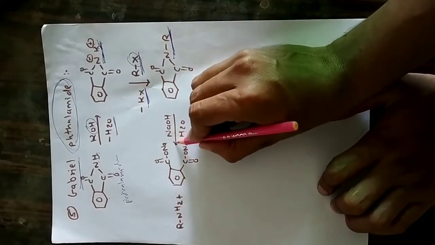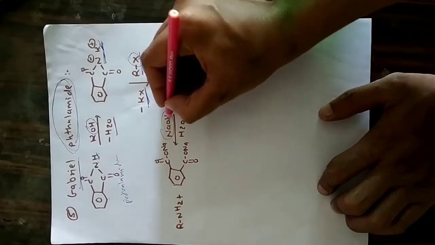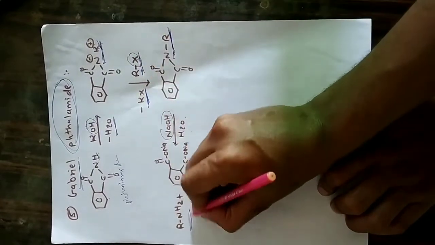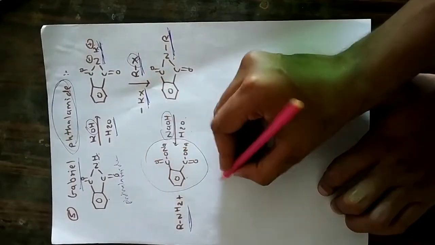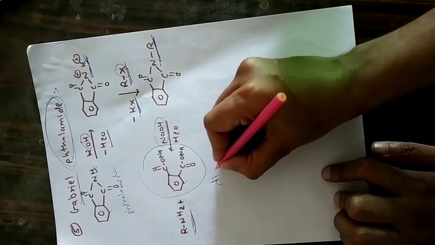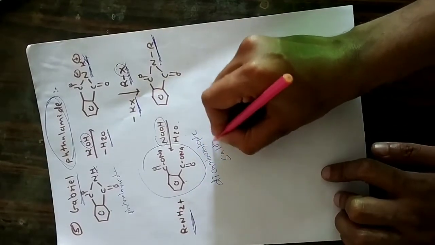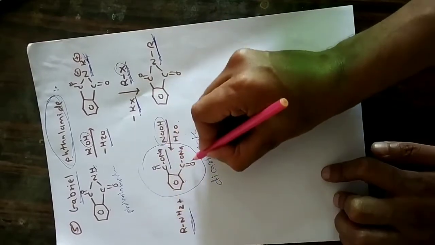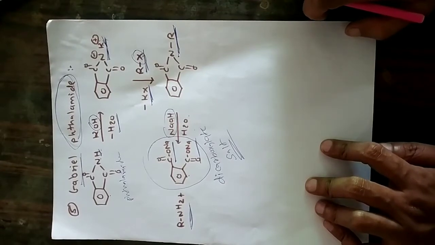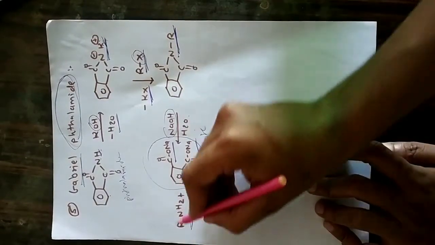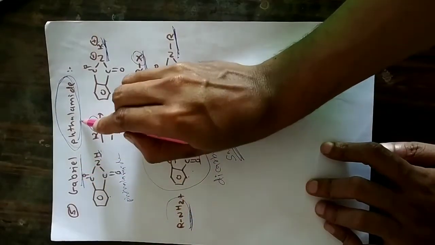Now when we react that with strong base, again it gives us amine and dicarboxylate salt. You can see 2 times COO group is there, so it is dicarboxylate salt. So this one is our byproduct, this one is our amine. Now this reaction is called Gabriel phthalimide reaction.